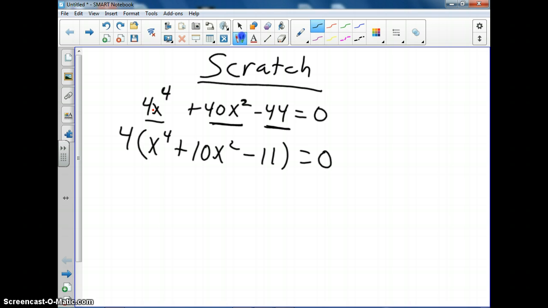Now you ask yourself this: what two numbers multiply to give you negative 11 and add to give me positive 10? Negative 1 and 11. Right, negative 1 and 11. So now you're going to write this down: 2 sets of brackets. So you got negative 1 and positive 11.